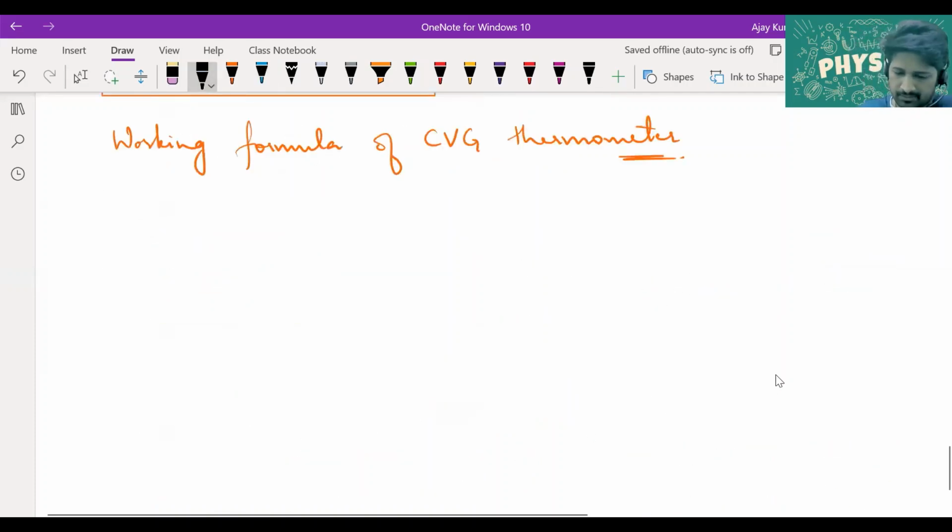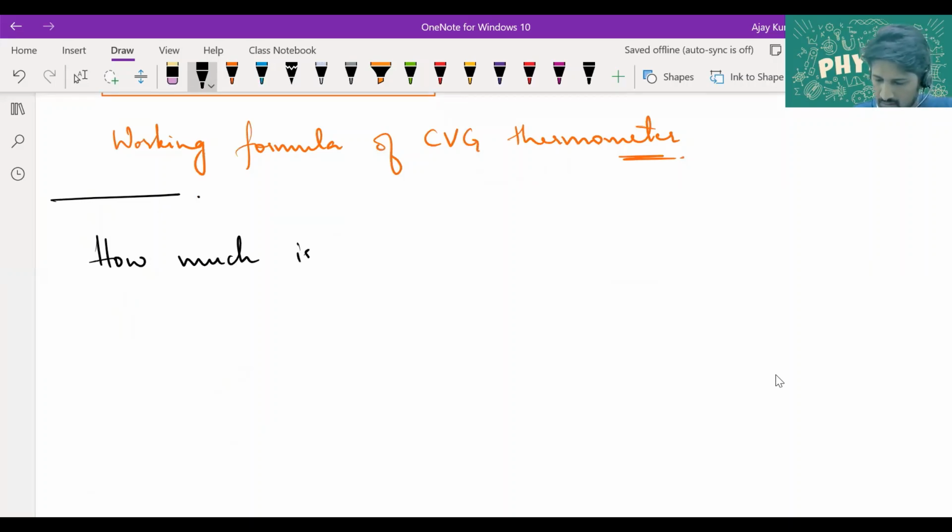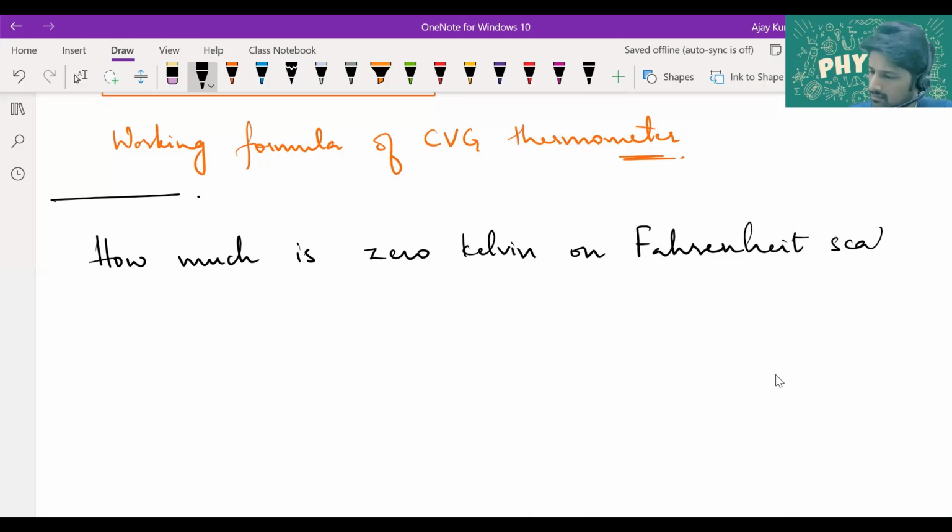Okay, let's solve one problem. You know how to convert from Celsius to Fahrenheit. You know how to relate Kelvin and Celsius temperatures. So what I want you to do now is, let's take 0 Kelvin itself. How much is 0 Kelvin on the Fahrenheit scale? Don't use 273.15. Take it as 273 itself in the conversion and do this. Solve it quickly, all of you.